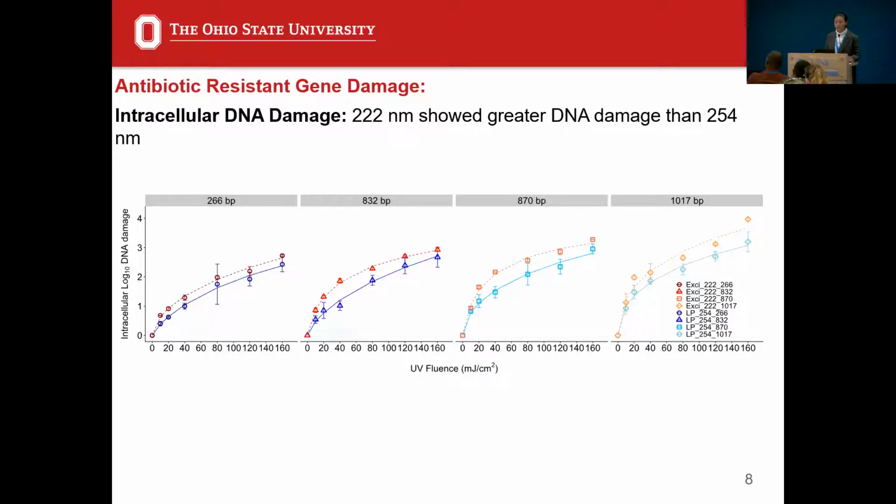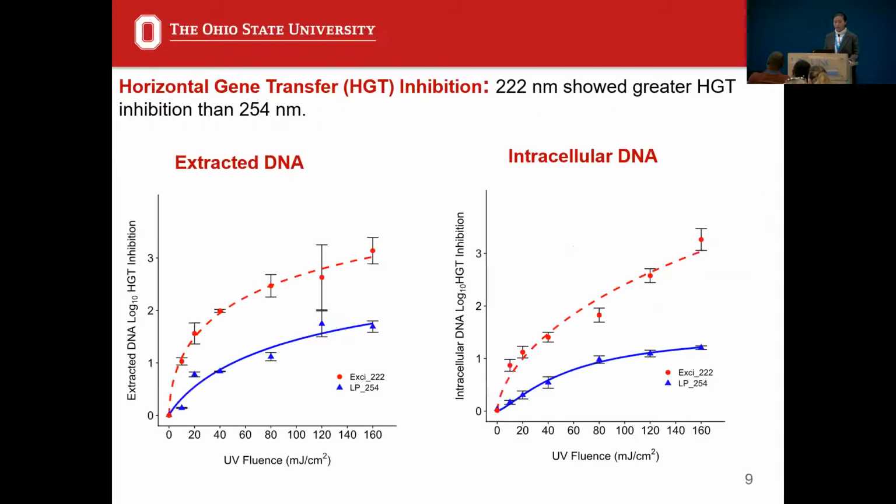If you compare among the amplicons, you will notice that longer amplicon lengths show higher DNA damage. This is because a longer amplicon increases the detection probability during qPCR quantification. And for the horizontal gene transfer inhibition, in both cases, extracellular DNA exposed to UV and cells exposed to UV, we noticed that 222 nanometers showed greater horizontal gene transfer inhibition compared to 254 nanometers.